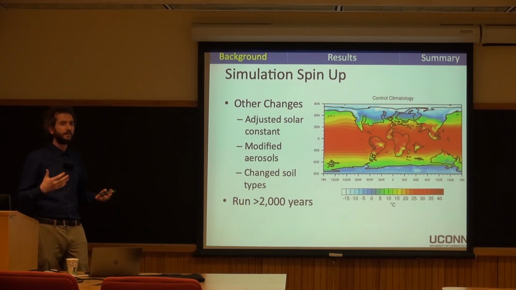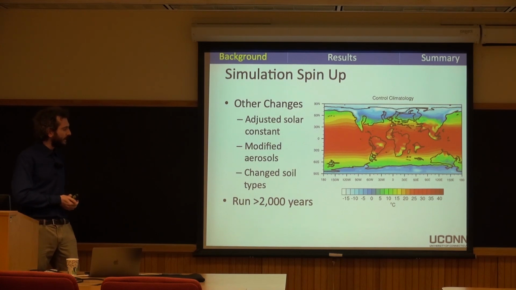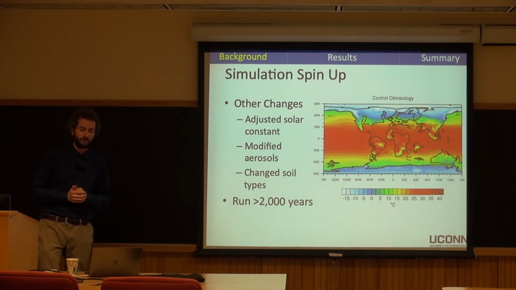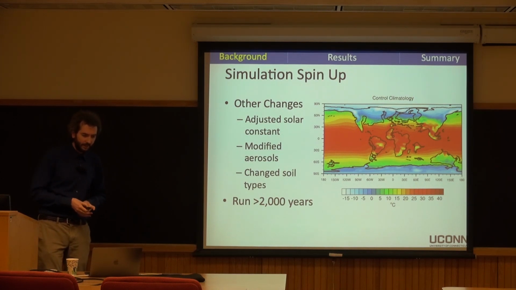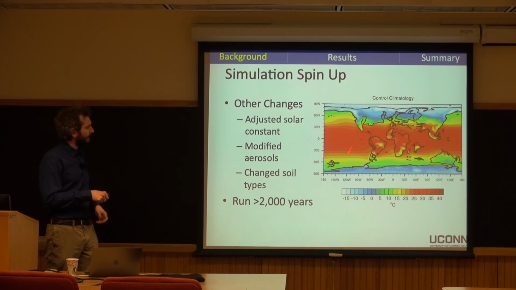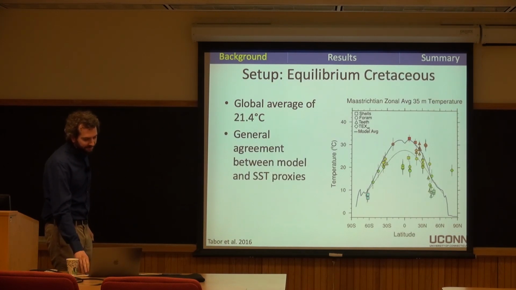And because we don't know our initial ocean conditions, we need to spin up this simulation for quite a long period of time. And so we ran this simulation for over 2,000 years to try and get a more or less equilibrium climate state. And this is the climate that we get as a result. This is just the surface temperature response.